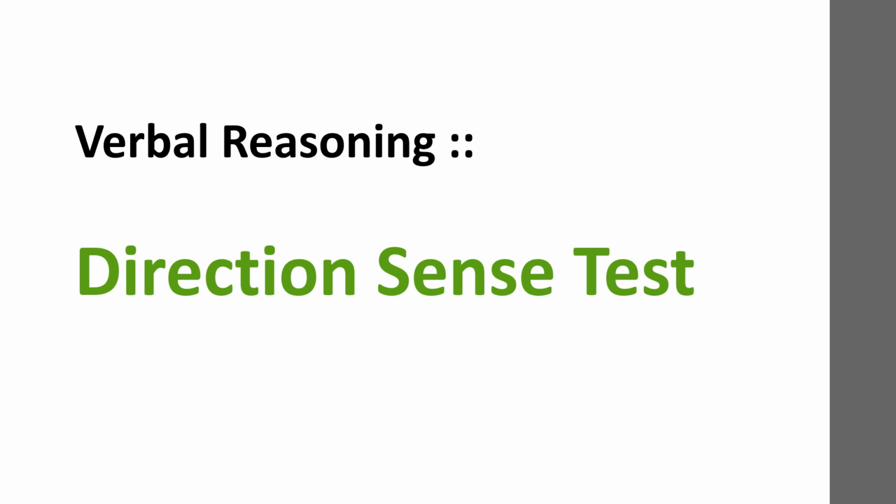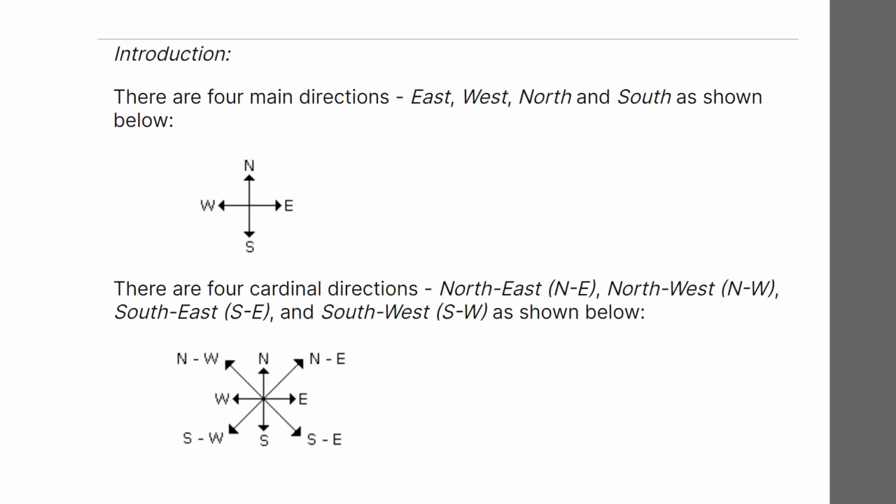Coming to the word verbal, the question will be mainly focused on how the sentence is framed, and this verbal reasoning is included with the directions. The directions are nothing but our normal directions which we know, that is east, west, north and south. These are our four main directions as shown in the figure. And also we can see here the northeast, northwest, southeast, southwest are also indicated in the second picture.